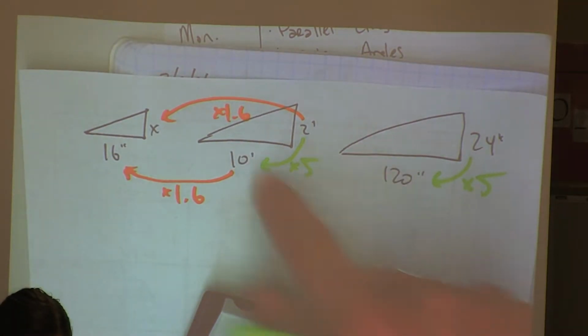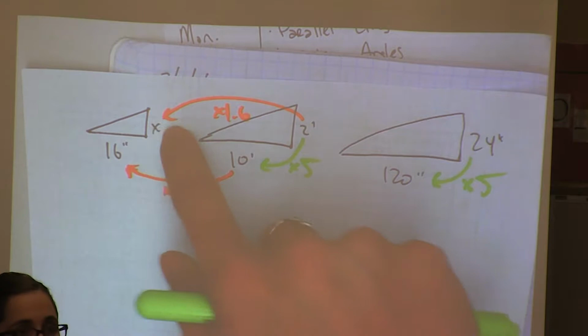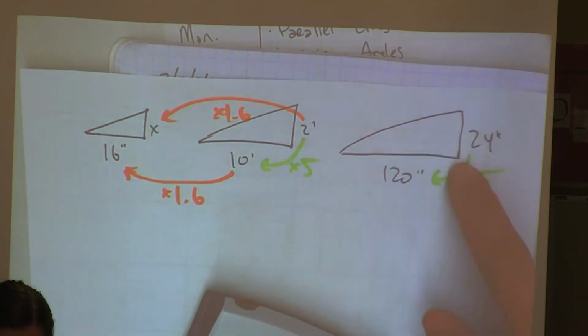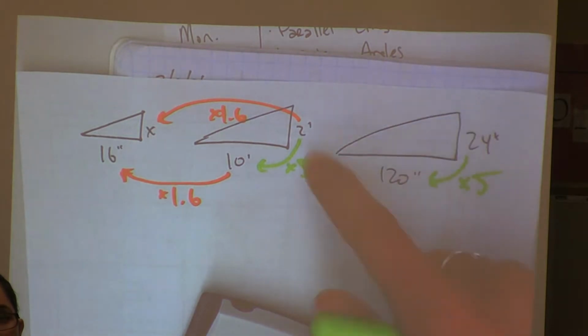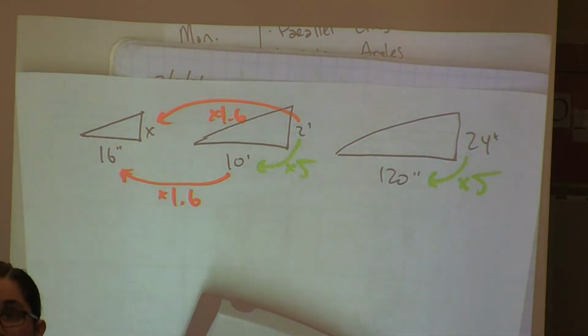So that's one way I could go about finding this missing side. It doesn't matter if it's in feet or inches. That's what I'm saying to you, Eli. It doesn't matter if it's feet or inches. The scale is the same. They're similar triangles, so it doesn't matter.